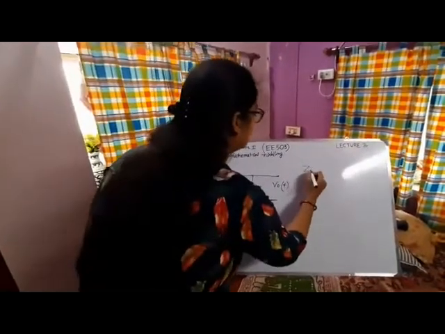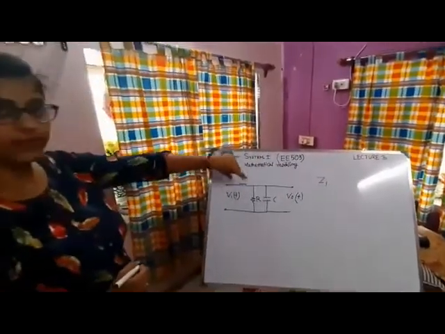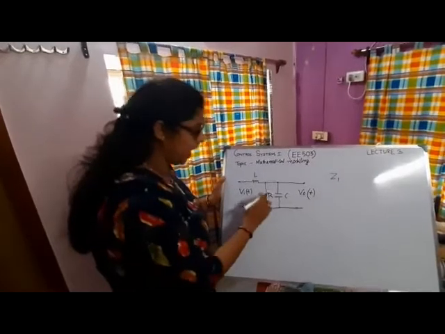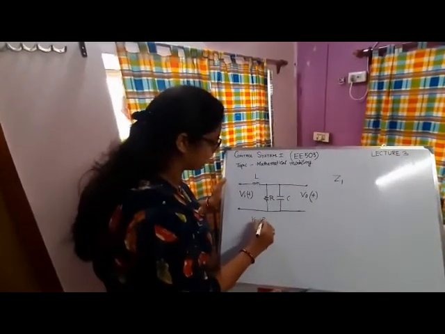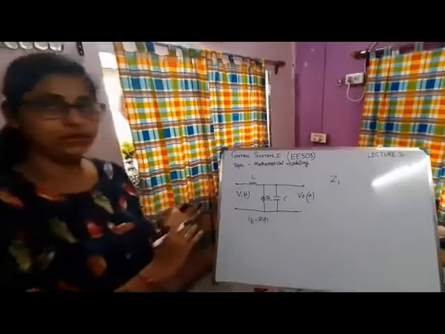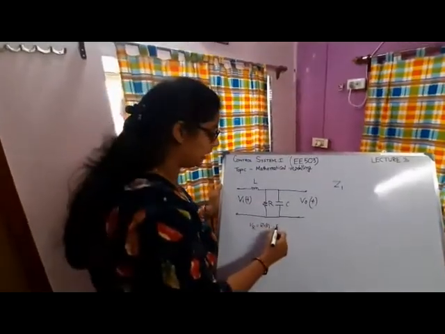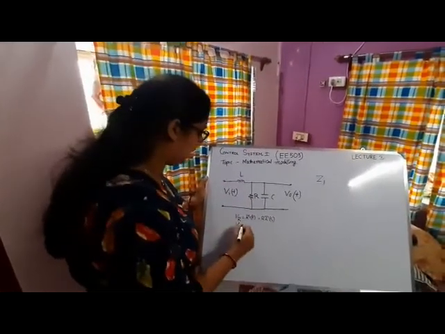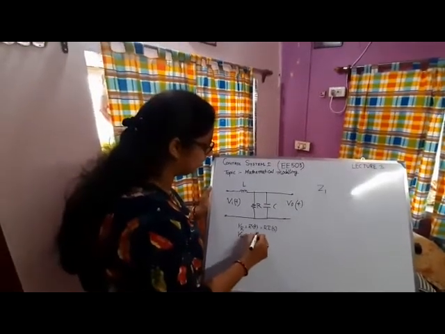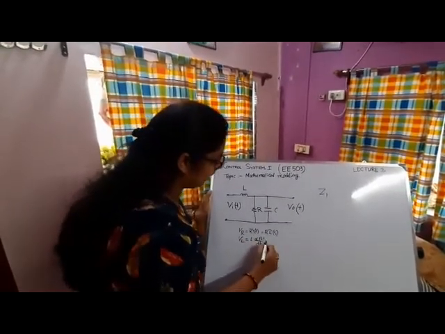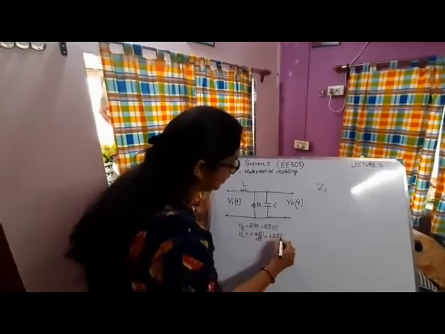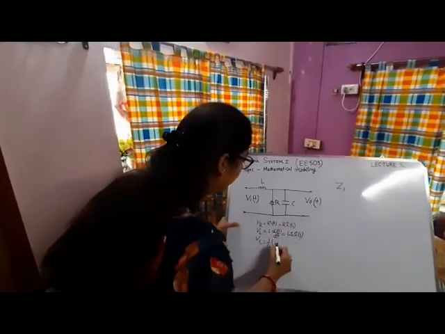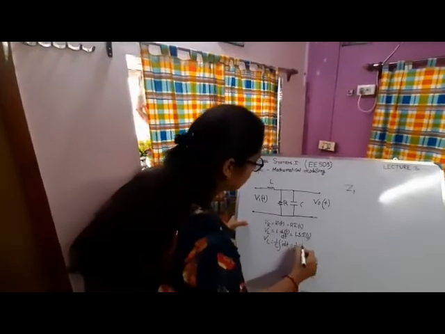So first consider Z1. In the time domain, the voltage across the R is equal to R into i(t). When we convert it into the Laplace domain, it becomes R into I(s). When we consider the L, then the drop across the L is v_L, which is equal to L di/dt, and in the Laplace domain it is Ls into I(s). Similarly for v_C, it becomes 1 by C integral of i dt, and it becomes 1 by Cs into I(s).